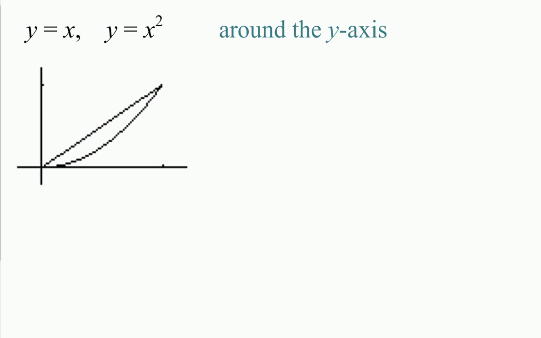All right, so here's my new one. I have y equals x and y equals x squared, and I'm going to go around the y-axis. So I got this region here bounded. I'm going to go around the y-axis. So again, I need to make sure my shells are parallel to the axis I'm going around, which means I'm going to be integrating here with respect to x. That's kind of where I start.